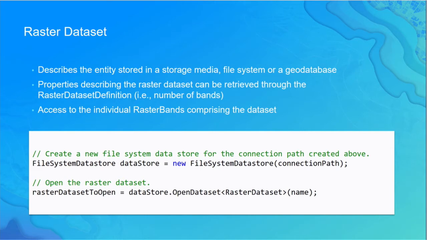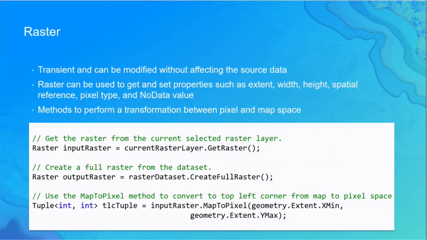In contrast to that is the raster. So think of the raster as a view of the raster dataset. What's being rendered or put into a layer is the view of the underlying data. And the raster itself is a transient entity. You can change properties on it, height and width. You can change the spatial reference, the extent, without actually modifying the underlying data.